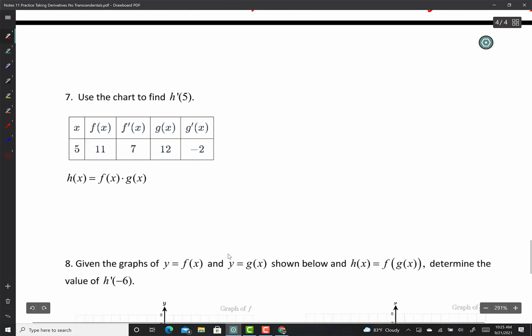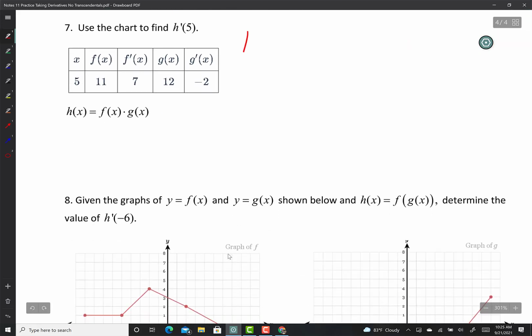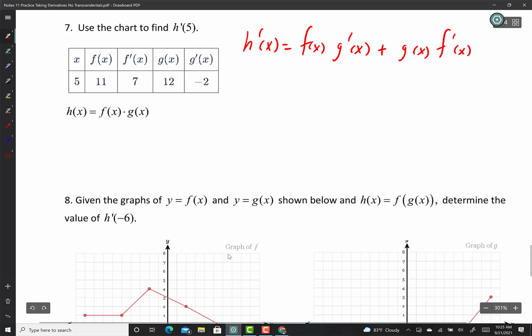All right. What rule do I got to use for number 7? Product. So here we go. H prime of x is equal to first times the derivative of the second plus second times the derivative of the first. I recognize some of you may like the other way around. It's not a big deal because of the plus symbol. And then we just plug in. H prime of 5 is equal to f of 5, we'll figure out what that is, g prime of 5, plus g of 5, f prime of 5.